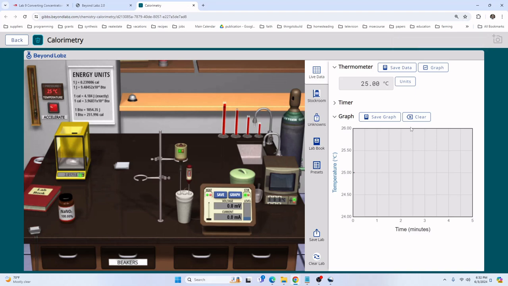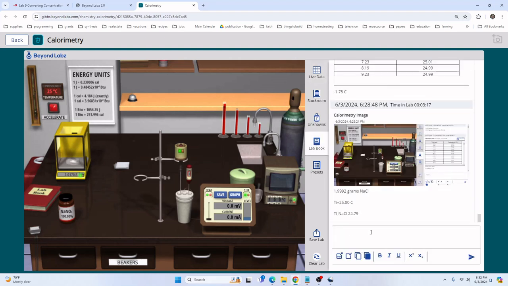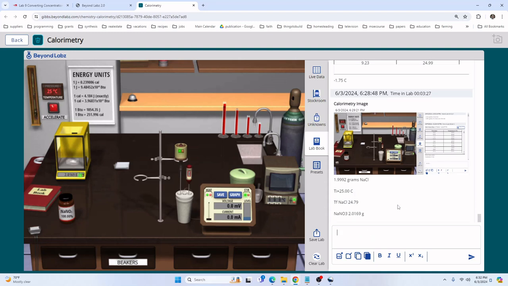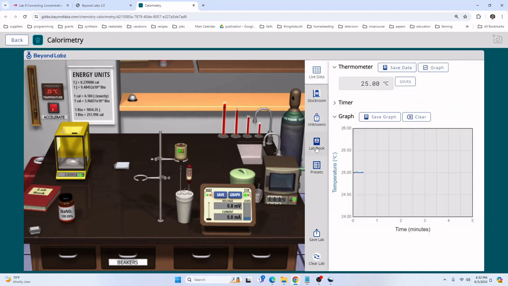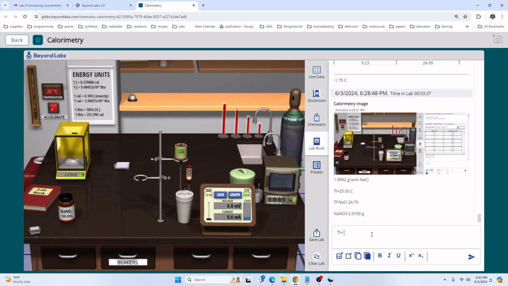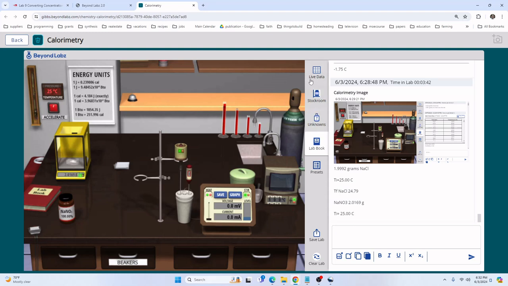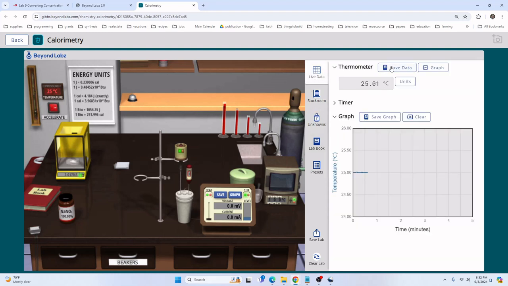Now let's go to our lab book and put in NaNO3, 2.0169 grams. All right, and our T sub I is equal to, let's go to live data, 25.00. Right, and let's start saving, and let's add this to the calorimeter.